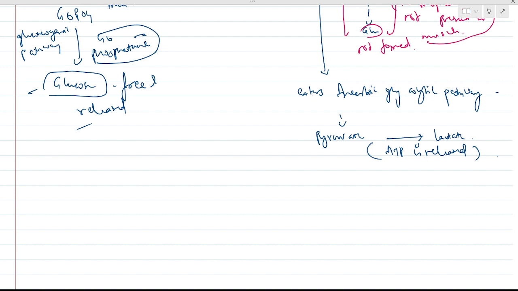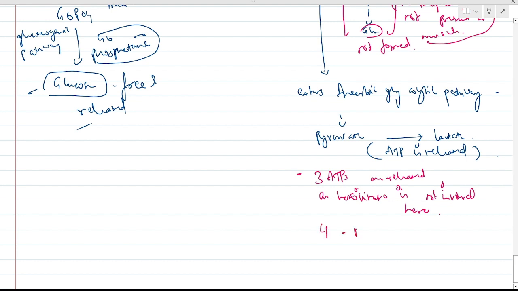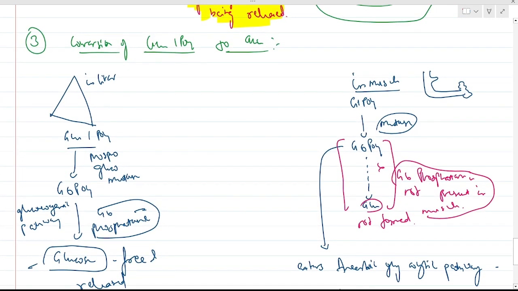Lactate is formed, and here the specialty is that 3 ATPs are released instead of 2. Why? As hexokinase is not involved here, the 1 ATP that would have been consumed is not consumed. So 4 are produced and only 1 is utilized, which leads to 3 ATPs being released. This is the peculiarity of this step, the formation of lactate in muscle from glucose 1-phosphate.